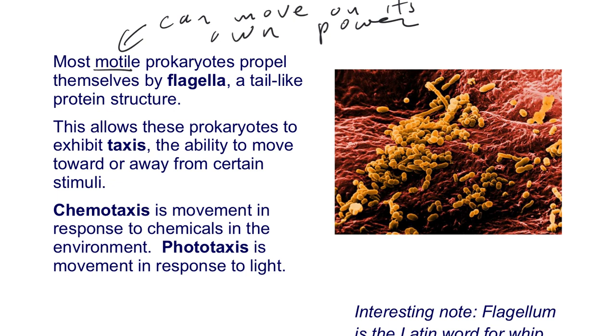So, why it's important to be able to move: so that it can move towards light if they're photosynthetic bacteria, or move towards chemicals that they can get energy from. The ability to move towards good things or away from bad things is called a taxis, like a taxi. So chemotaxis is moving towards nutrients, and phototaxis is moving towards light, where it can do photosynthesis.